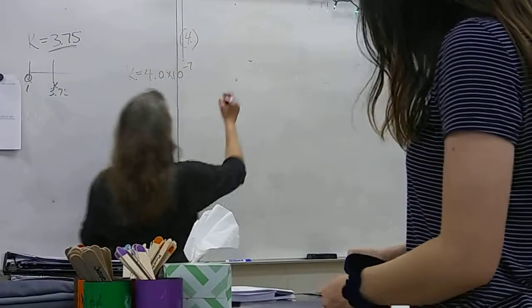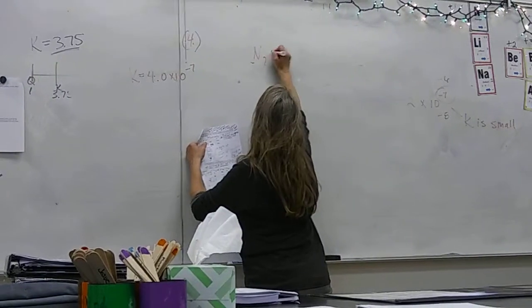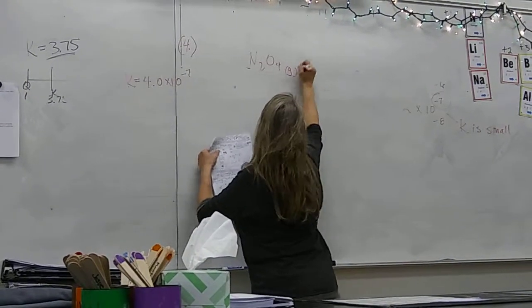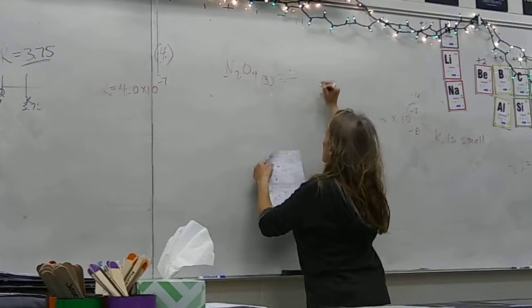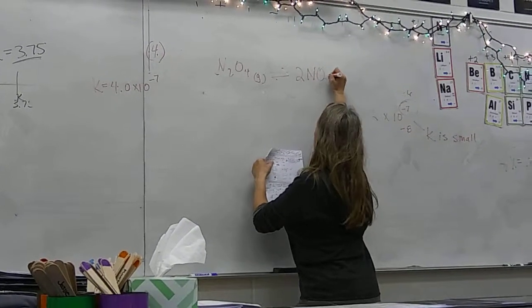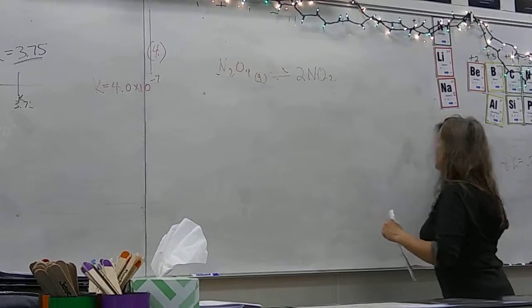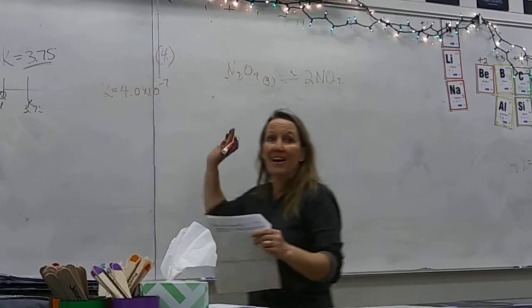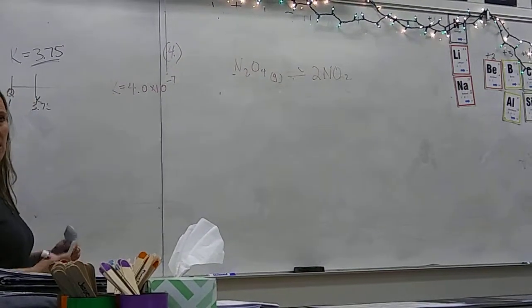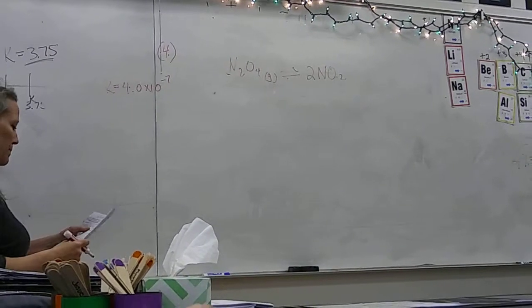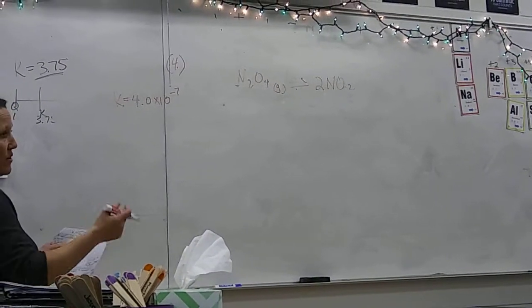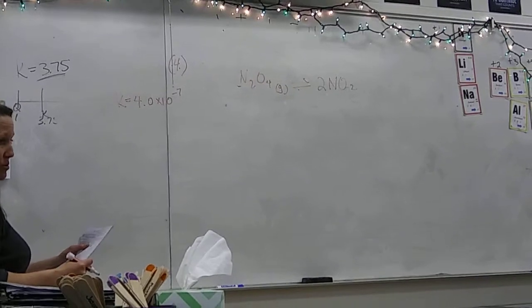All right, so if I write this equation, N2O4 and I write NO2, that's the equation, okay? So it's very small, so I'm probably going to exclude the x on the reactant side because K is small, okay? If K is small, that means it's very little reactant, and I don't need to worry about it.